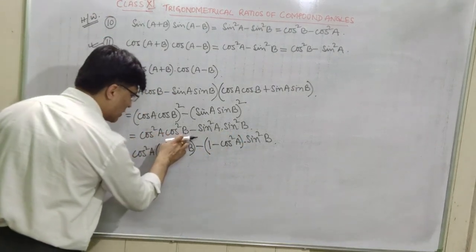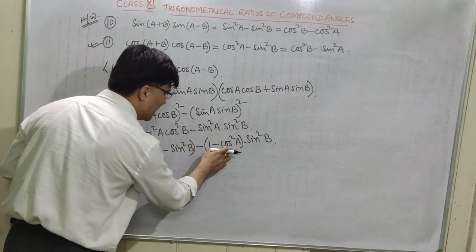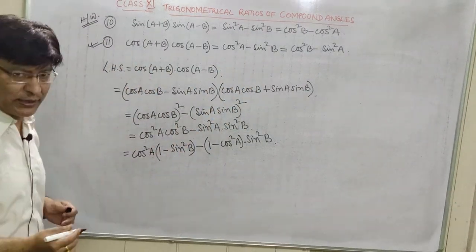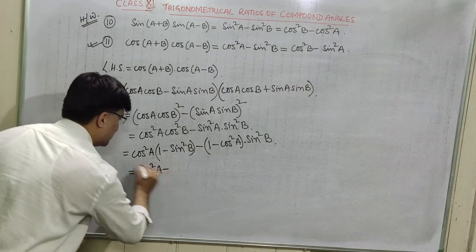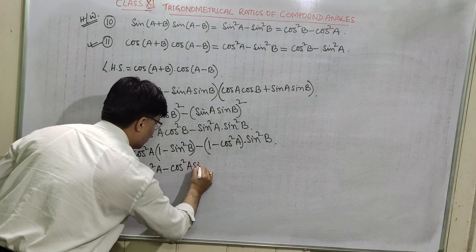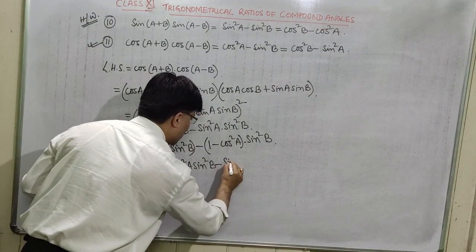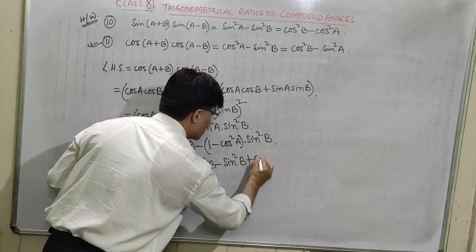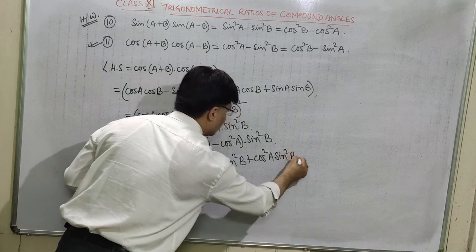Only you have to convert cos square b in terms of 1 minus sine square b and sine square a in terms of 1 minus cos square a, so that we can easily prove this cos square a minus sine square b, right? So which is equal to cos square a minus, let us multiply it. It is cos square a sine square b, and this is minus sine square b, minus into minus plus cos square a into sine square b.